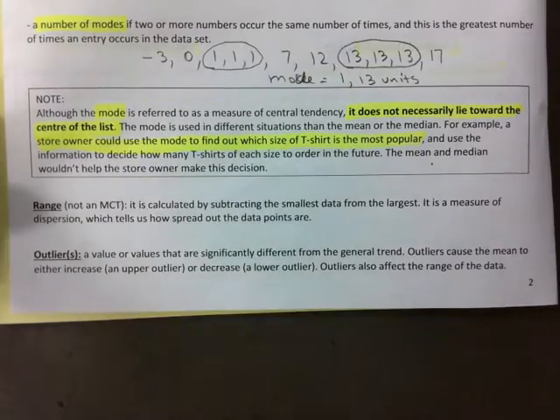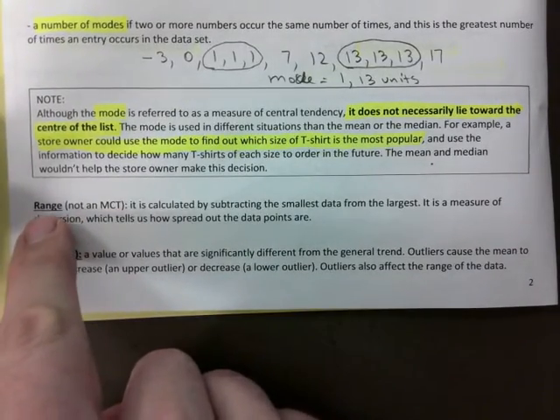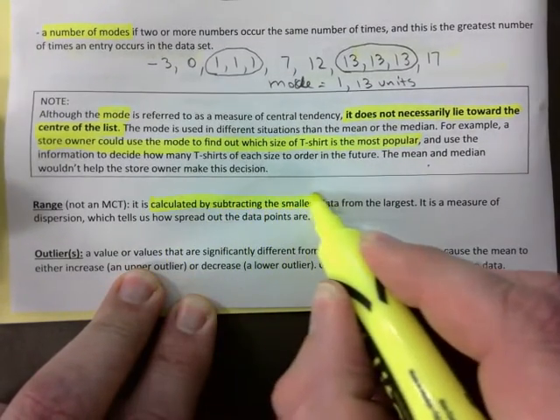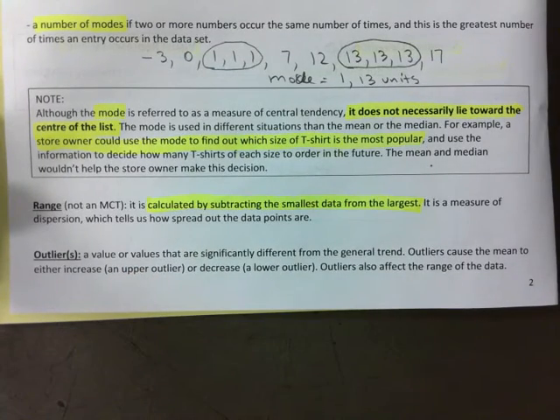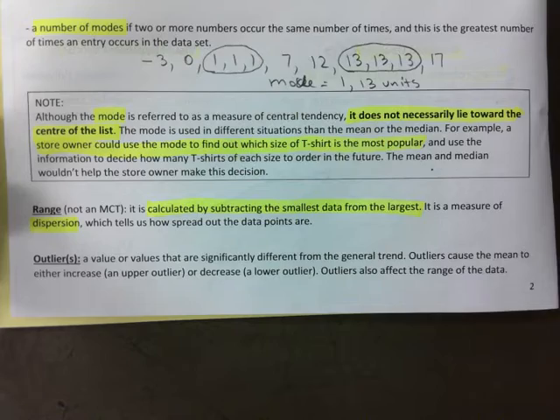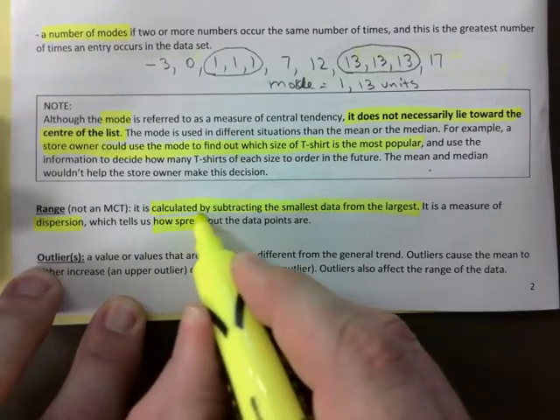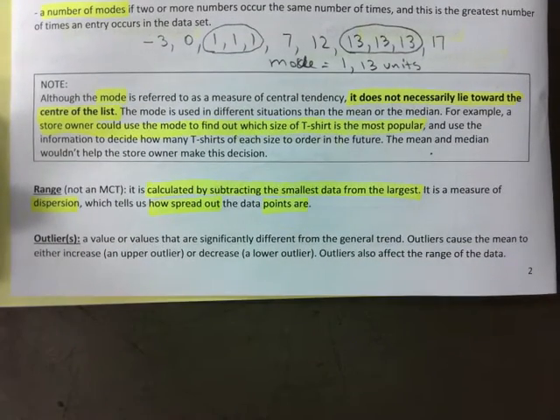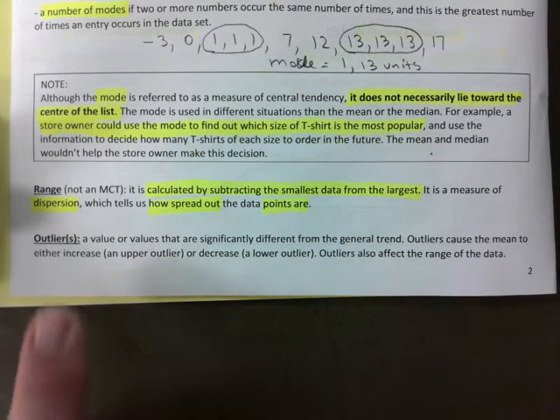Next, range is not an MCT. Watch it. It's not an MCT, but the range is calculated by subtracting the smallest from the largest data point. So the range is always the difference between the largest and the smallest. It is a measure of dispersion. Think of dispersion as how spread out the points are. I know I'm bombarding you with a lot of definitions, but it's important for us to have a grasp before we can do the math.